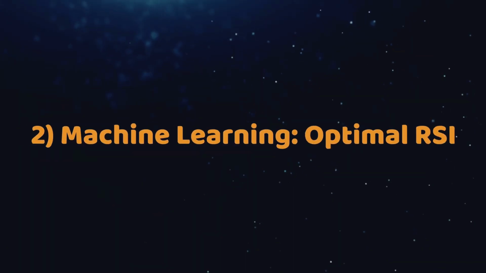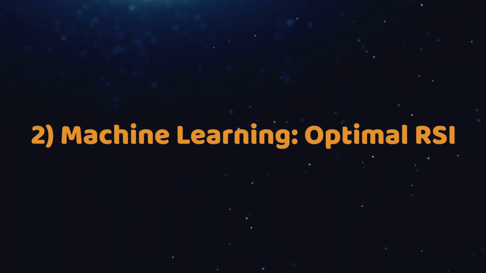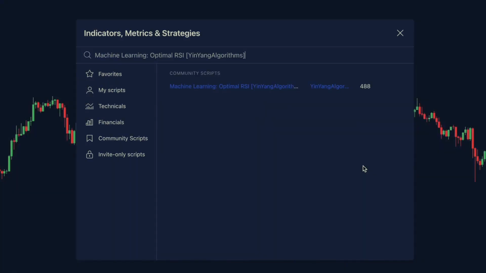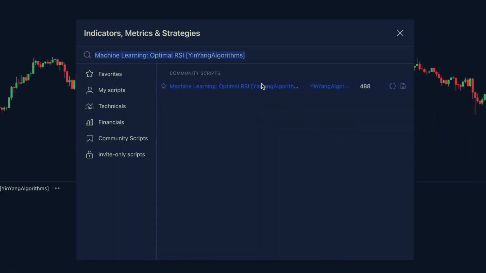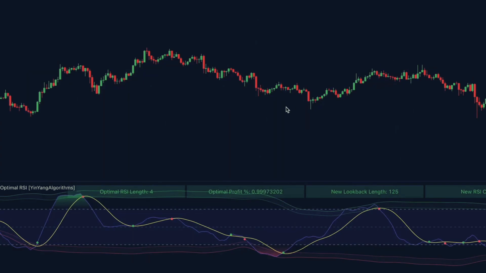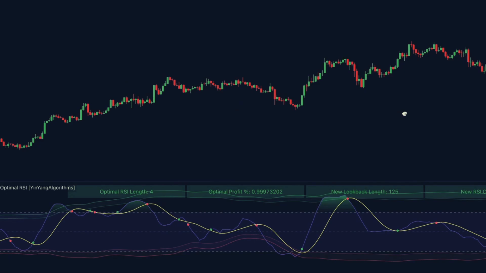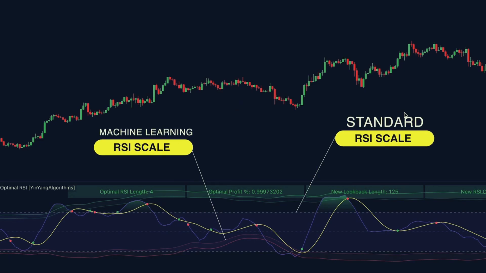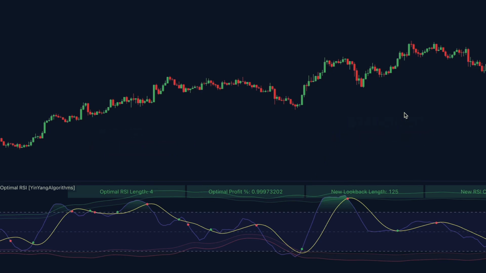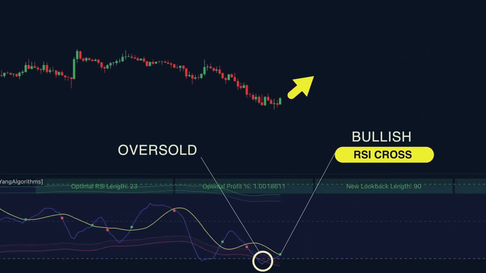On the second place, I put an artificial intelligence-based indicator called the Machine Learning Optimal RSI by Yin Yang Algorithms. This artificial intelligence RSI is 10 times more effective than the old version. What this AI indicator does is, it basically rates multiple different lengths of RSI to determine which RSI to RSI MA cross produces the highest profit within the lookback span. This optimal RSI is then passed back and used as input into a machine learning calculation.